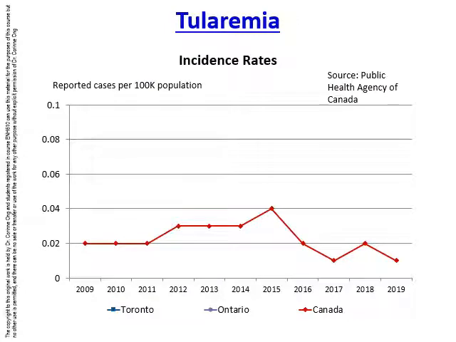Tularemia is a nationally notifiable disease, and as I mentioned before on the last slide, there have been sporadic cases reported over the past decade. There really haven't been that many cases, and the incidence rate is very low, less than 0.1 case per 100,000 population.